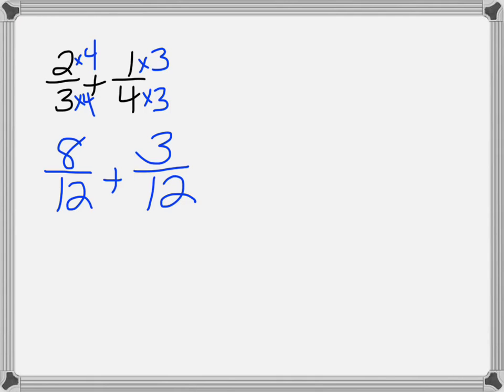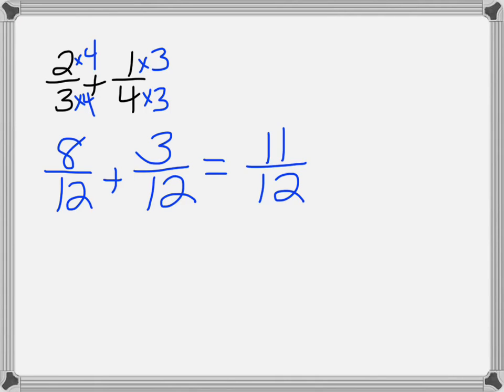Now we have the same denominator. I can add my numerators, 11 over 12. There's nothing that both 11 and 12 divide by that's common, so it's in simplest form, and that problem is finished.